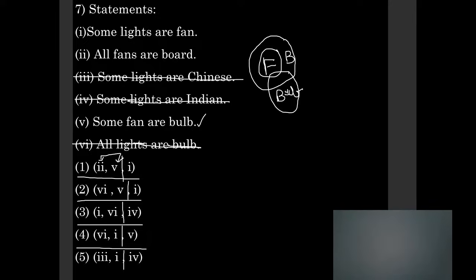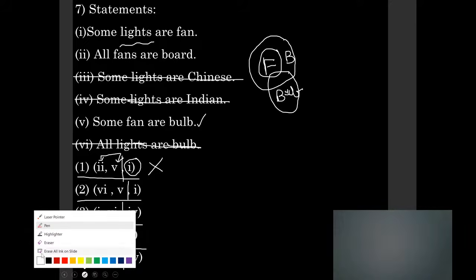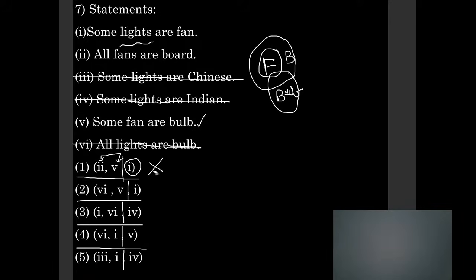Coming to the first one, this is the conclusion. You should take the first one as the conclusion, and check whether it follows in the diagram or not. Some lights are fans. We don't have any lights in the diagram. Lights are not mentioned in the diagram. So that's why the first one is wrong. The first one is not the correct answer. Similarly, you should check each and every option. First one is eliminated.